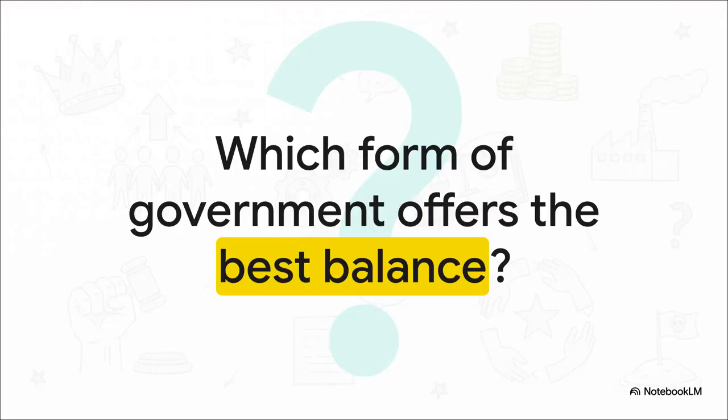So as we wrap up this explainer, I want to leave you with a provocative thought. If every single system out there has its own structural flaws, which form of government actually offers the best balance? We've seen how absolute power corrupts, how democracy can foster instability, how complex systems breed gridlock, and how total freedom can just invite chaos. So the next time you're watching the global news, use these 13 definitions. Identify the systems nations are layering together and ask yourself, how are their underlying structures driving their actions?